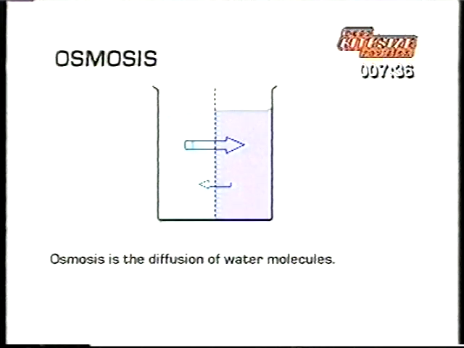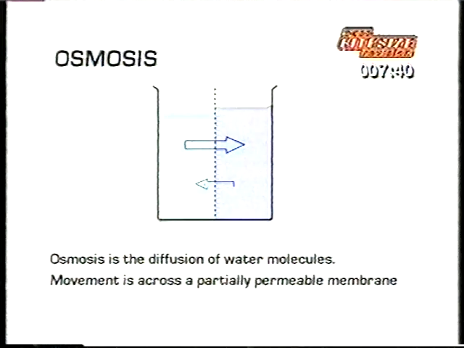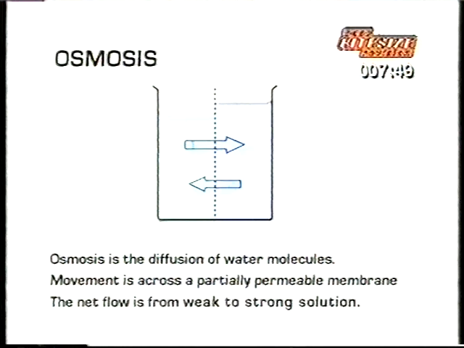Osmosis is the diffusion of water molecules. During osmosis, water molecules move randomly across a partially permeable membrane. The net flow of water is from a weak solution to a strong solution. Remember, osmosis only applies to the movement of water molecules.